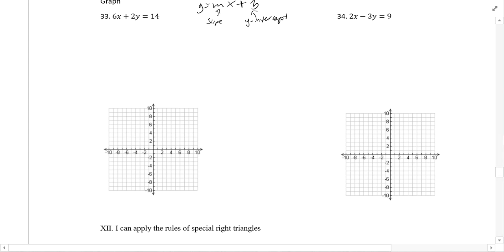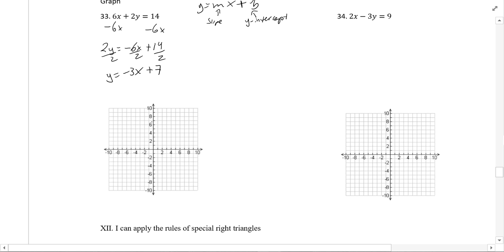Okay, so let's go ahead and put this into slope-intercept form. We want the y by itself, which means we're going to have to subtract 6x from both sides. So we have 2y equals -6x plus 14. Then I need to divide each side by 2. So I get y equals -3x plus 7. So now that I have it in slope-intercept form, I can go ahead and graph.